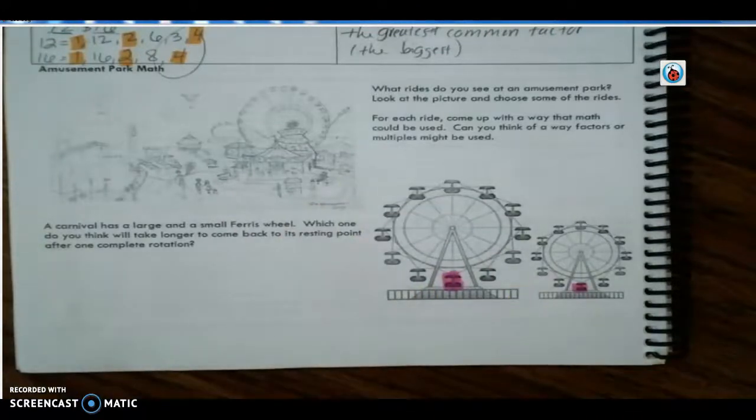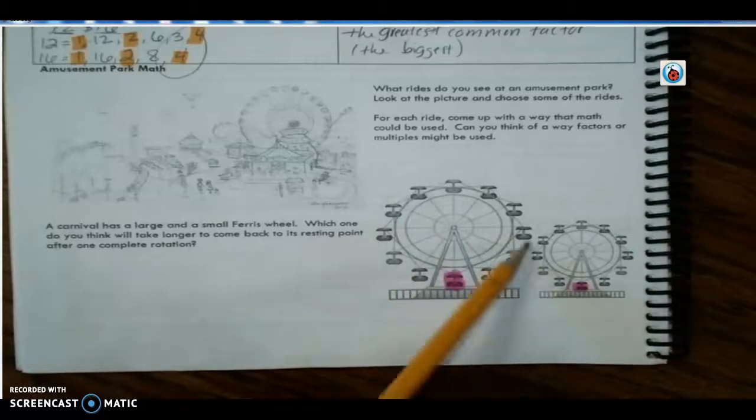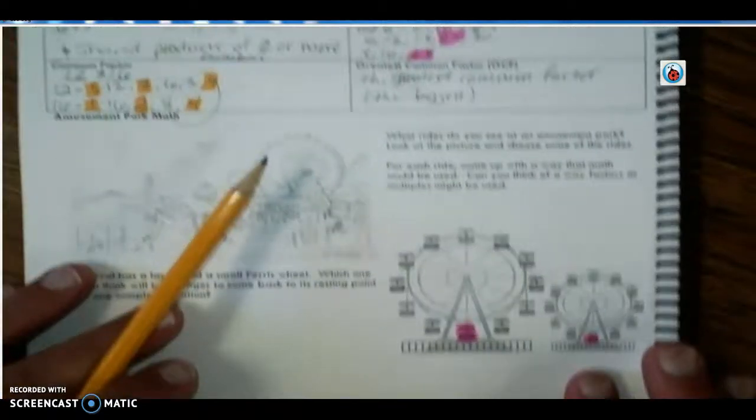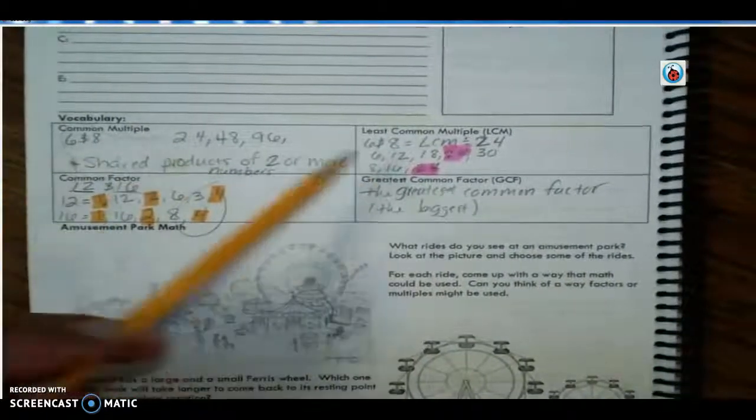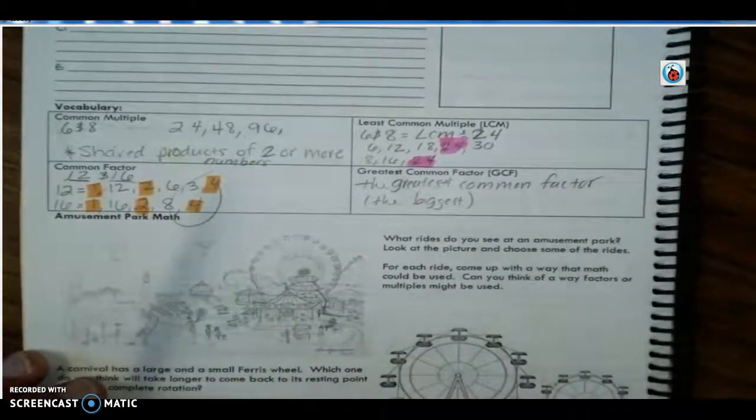That is a completely ridiculous question. Nobody would ever do this in real life. But we're going to use multiples, and we're going to figure out how many revolutions this needs to go based on time, and how many revolutions this one needs to go based on time. And then we're going to find common multiples of numbers that are going around. Okay, so let me pause the video.